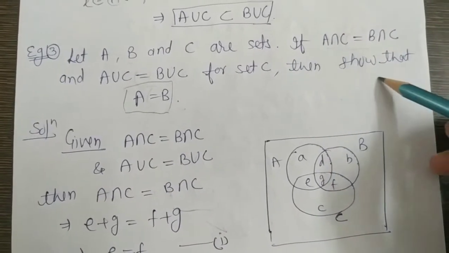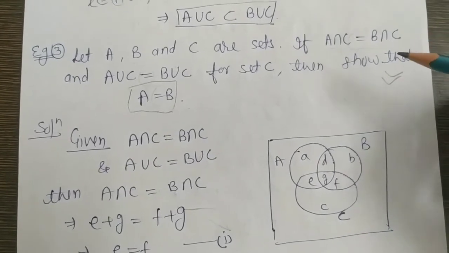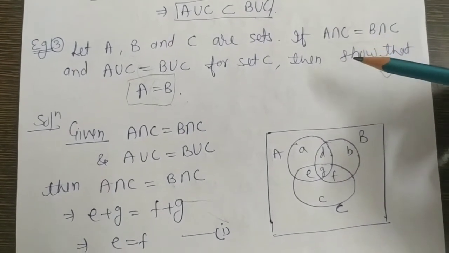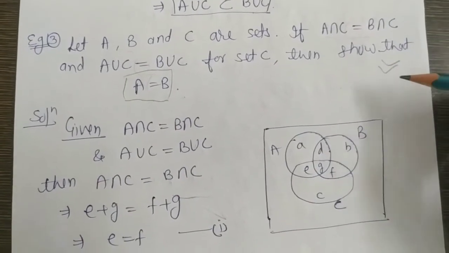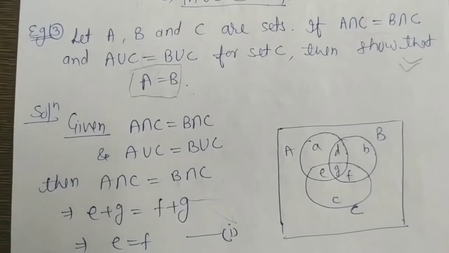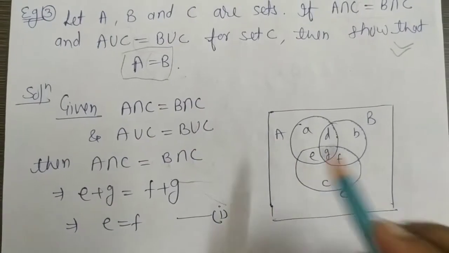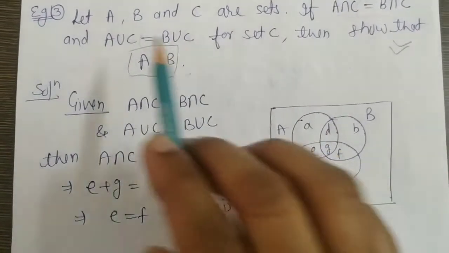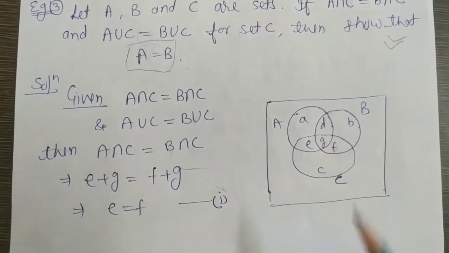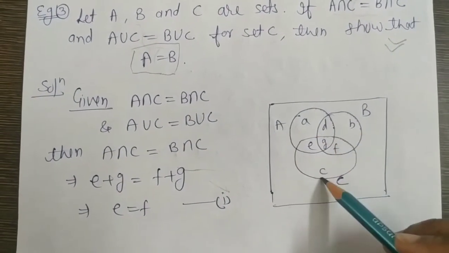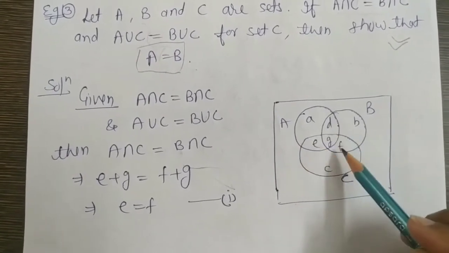We can also solve this problem using the definitions and properties as we have done in the last two examples, or we can solve this problem using a Venn diagram. First, I am telling you the method to solve this problem with a Venn diagram. I have drawn a Venn diagram. We have three sets A, B and C. Each part is denoted with an alphabet: A, B, C, D, E, F and G.